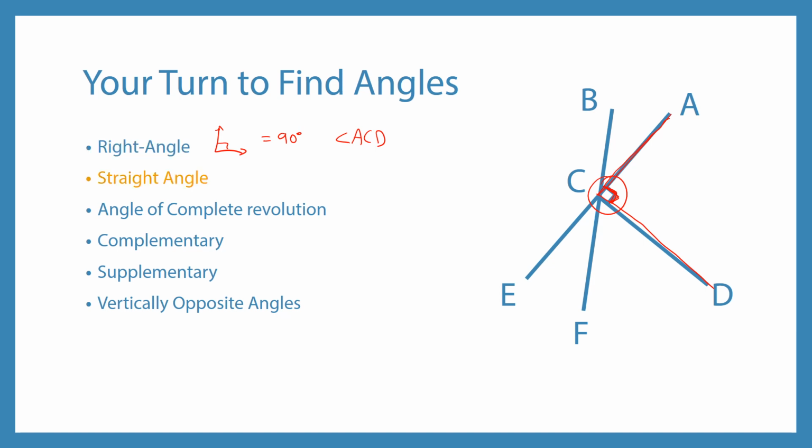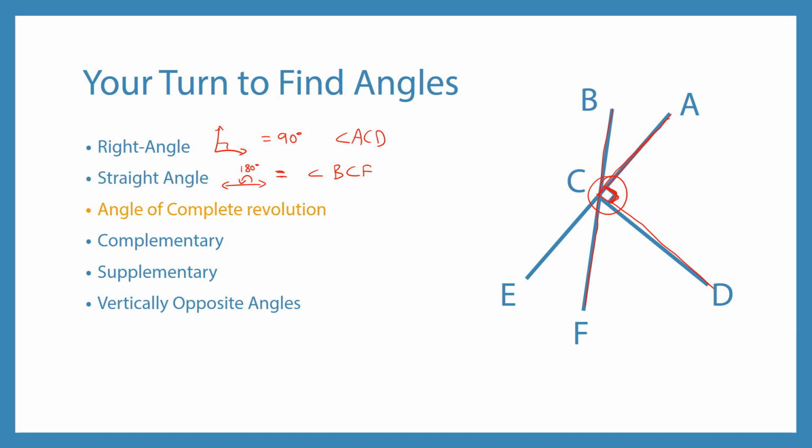Okay, which of these is a straight angle? Remember that a straight angle is where we have just a straight line and it's the angle on there, and it's going to equal 180 degrees. So from this example, we're just looking for which one is a straight line, and we had B, C, F. So we had angle BCF.